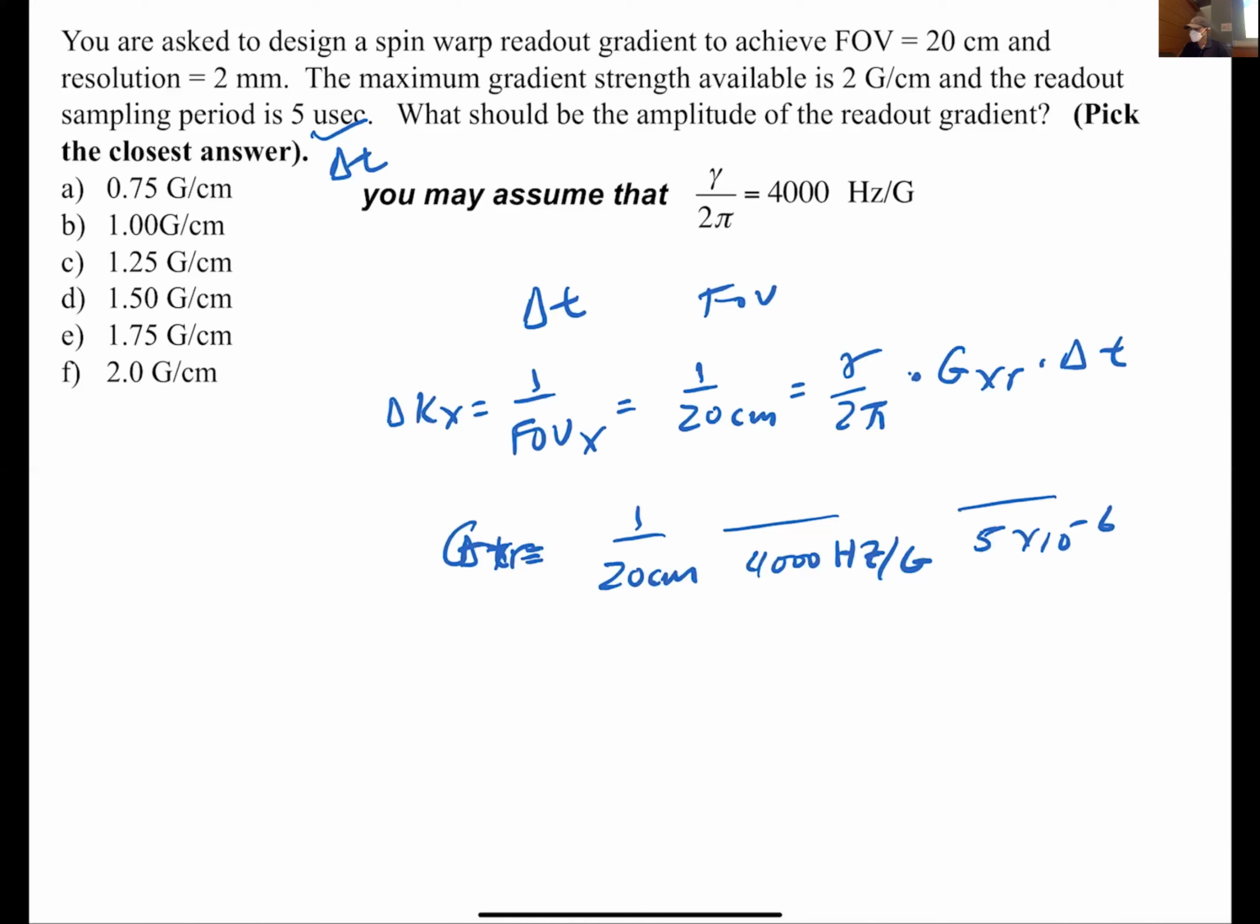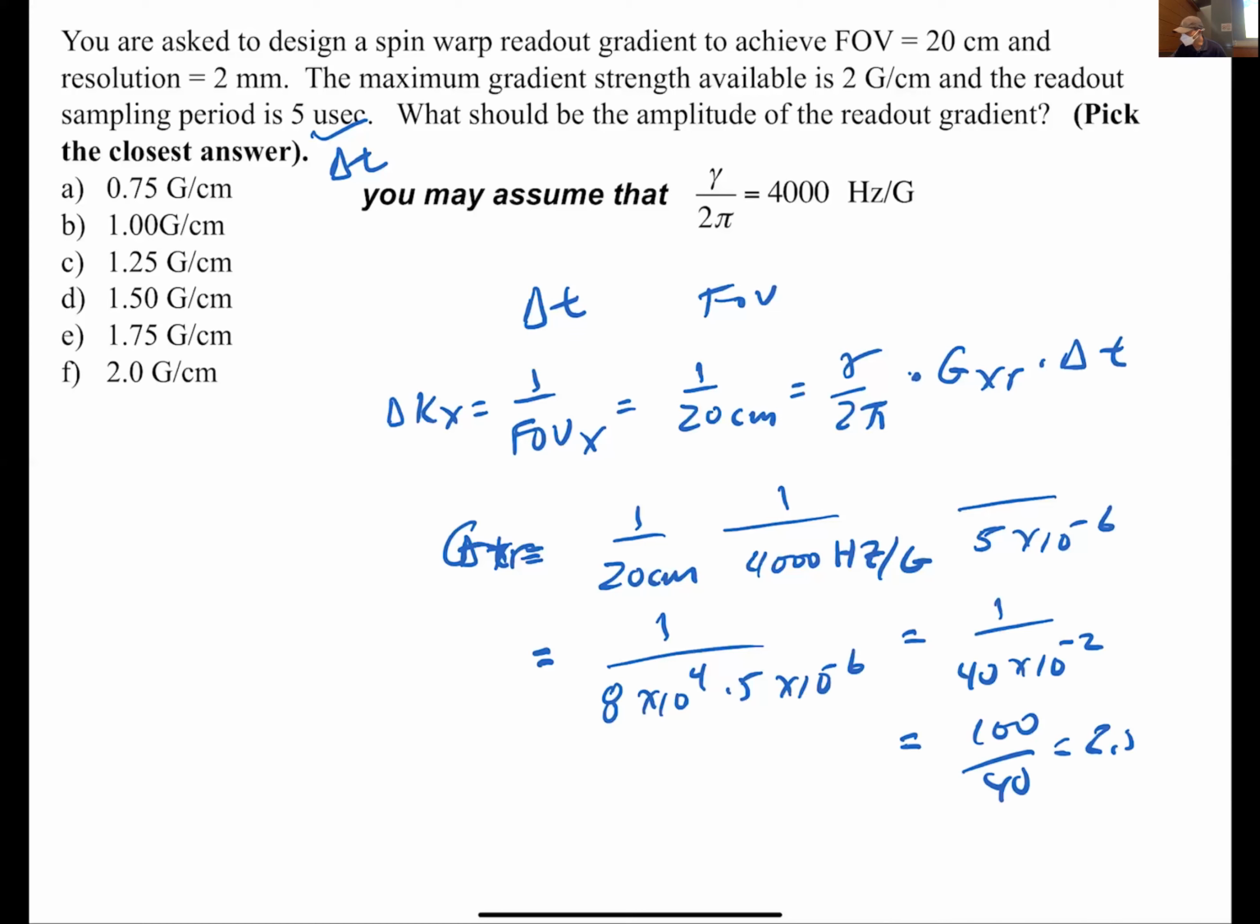Obviously, wherever you're at, you can just use a calculator to do that, but let's do it the old-fashioned way. This is 1 over 8 times 10 to the 4 times 5 times 10 to the minus 6, which equals 1 over 40 times 10 to the minus 2, which equals 100 over 40, which equals 2.5 gauss per centimeter. Okay, so F would be the right answer.